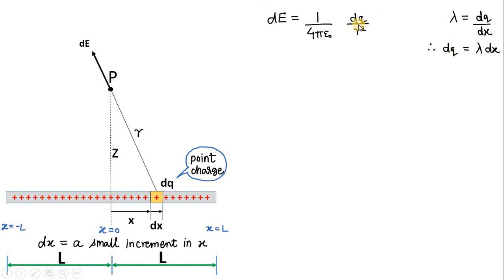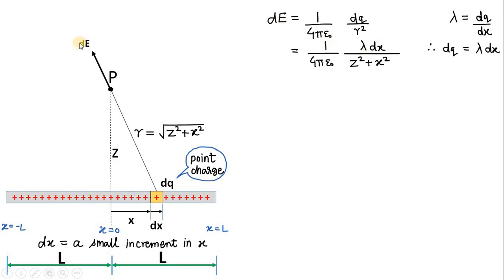Then what about this r square, the square of this distance r? What we can do is use the Pythagoras theorem in this triangle, because this dotted line is a perpendicular bisector, so this angle is 90 degrees, and therefore this triangle is a right triangle, and this hypotenuse would be root of z square plus x square. So we are going to put this r value here. So in the next step, we get 1 by 4 pi epsilon naught, charge dq becomes lambda into dx, and the square of r becomes, the root will be gone, and we get only z square plus x square.